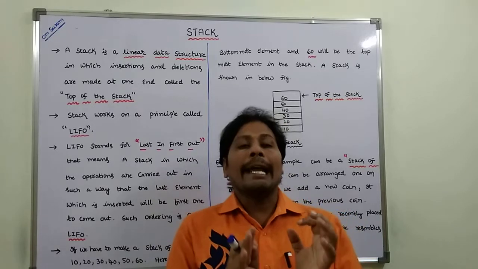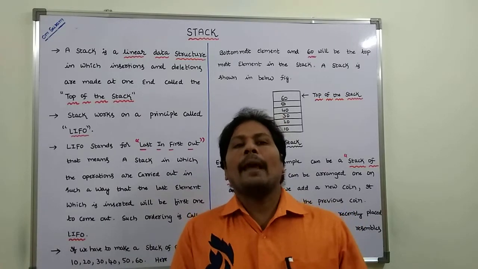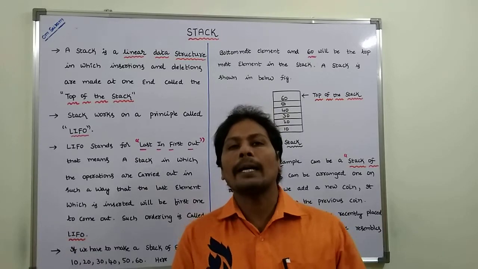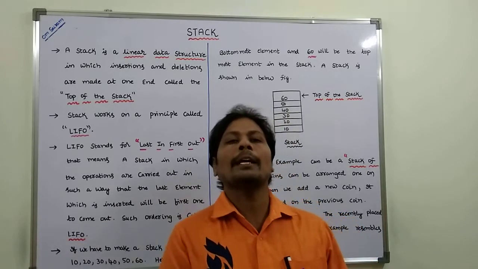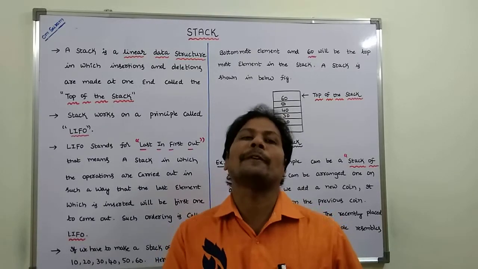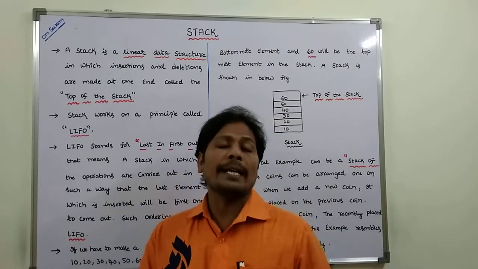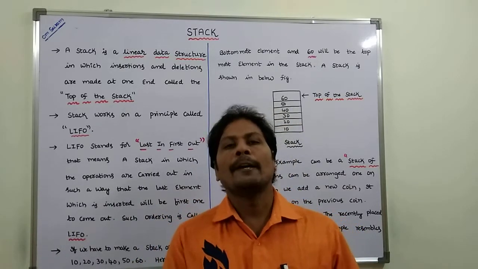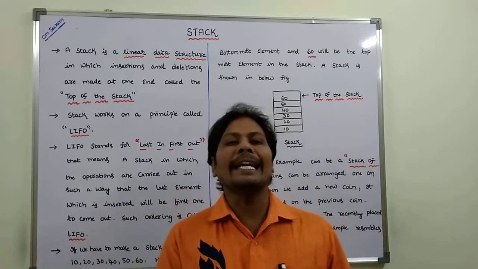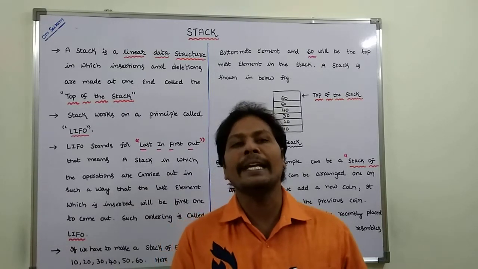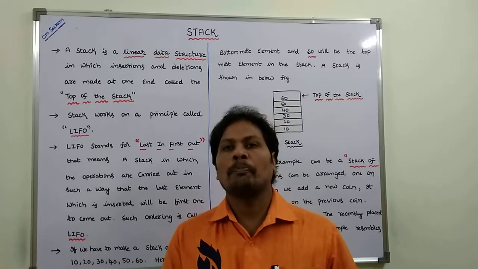First of all, data structure is a particular way of storing and organizing the data in a computer so that it can be used efficiently. Generally, data structures are two types. First one is linear data structure. Second one is non-linear data structure.